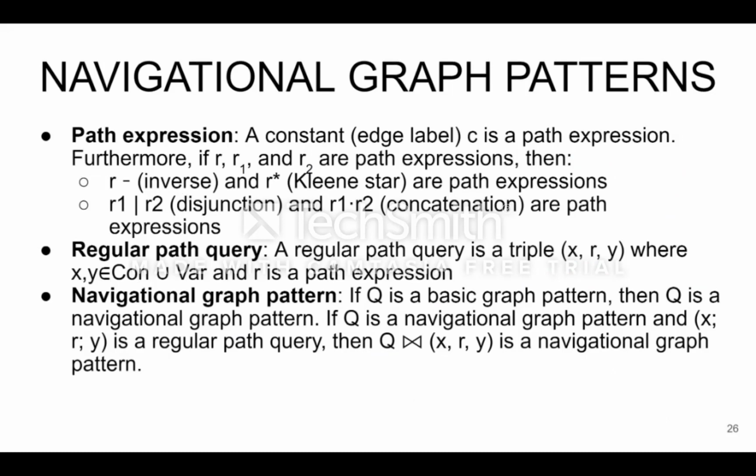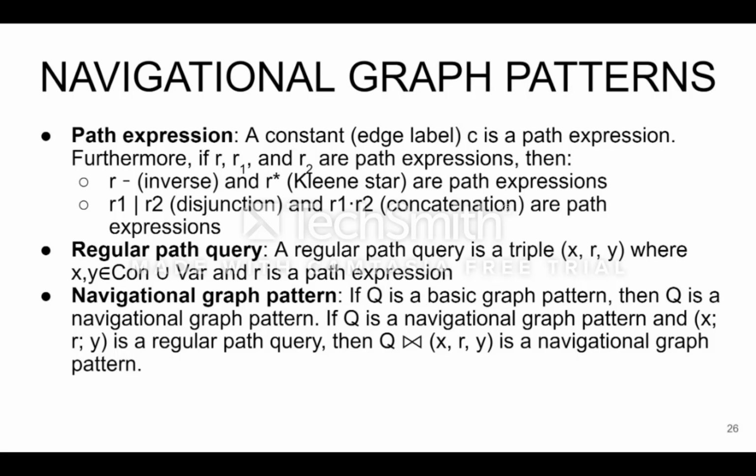We first define path expression and regular path query. A constant is a path expression. An edge label c is a path expression. Furthermore, if R, R1 and R2 are path expressions, then R inverse or R Kleene star are path expressions.